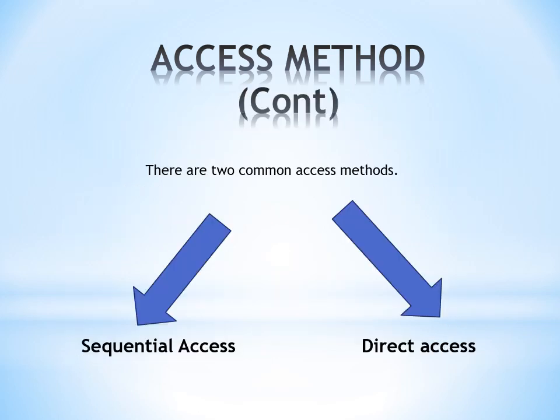There are two common access methods in the file system, either sequential access or direct access. Basically, they have three: one is sequential access, one is direct access, and another one is random access. But normally, in this topic in the syllabus, we cover only two methods, which are sequential access and direct access.